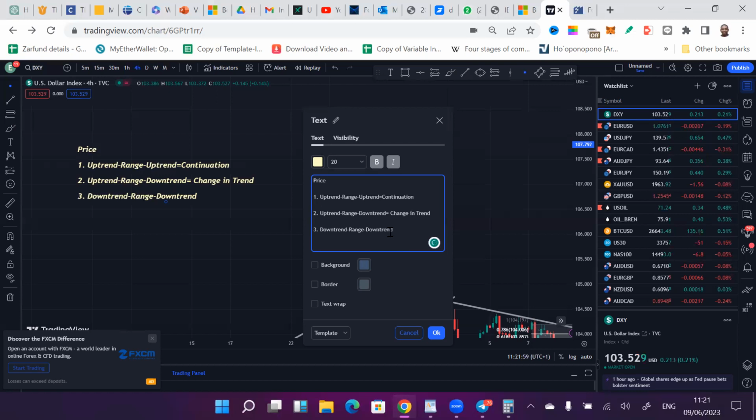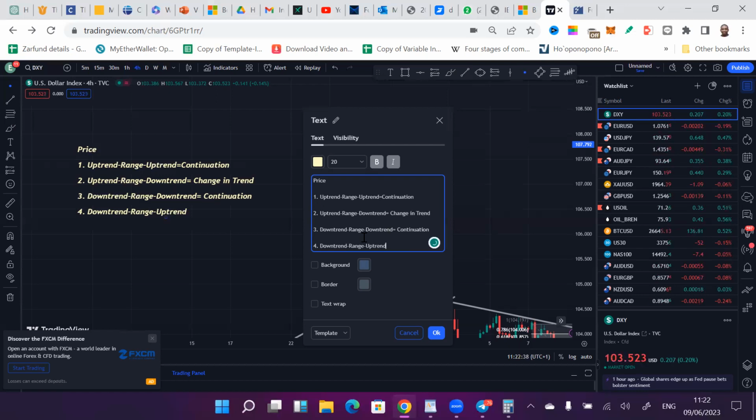So this again is a continuation. This is a continuation for a downtrend. The first one here is a continuation for an uptrend. The second one here, now number three, is a continuation for a downtrend. Then number four, you have a downtrend to a range to an uptrend.